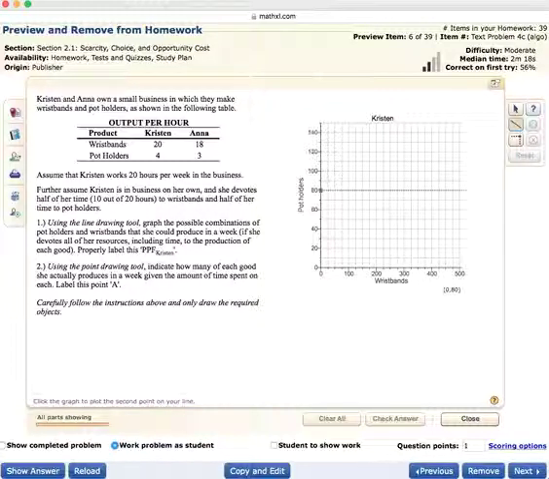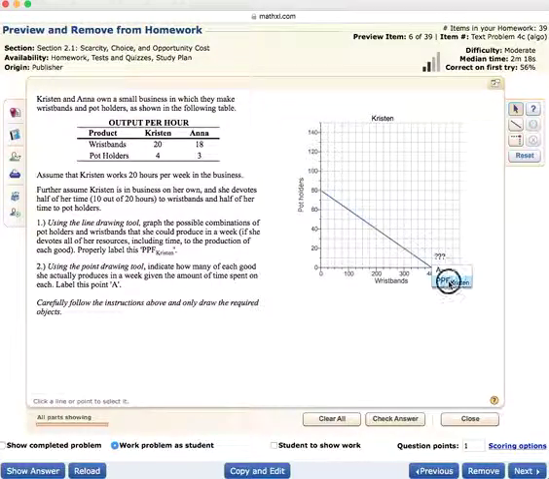If she were to devote all of her time to making wristbands, she can make 20 wristbands per hour, and she has 20 hours per week to do that. So 20 wristbands per hour multiplied by 20 hours gives us 400. So we label that the PPF of Kristen.